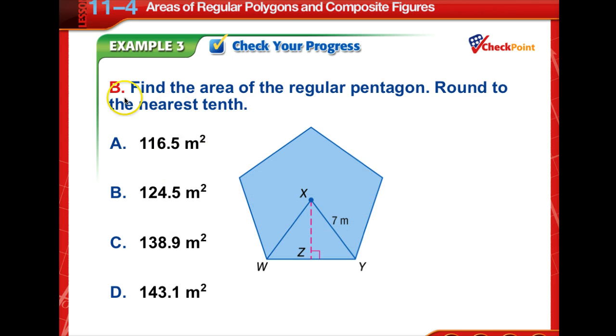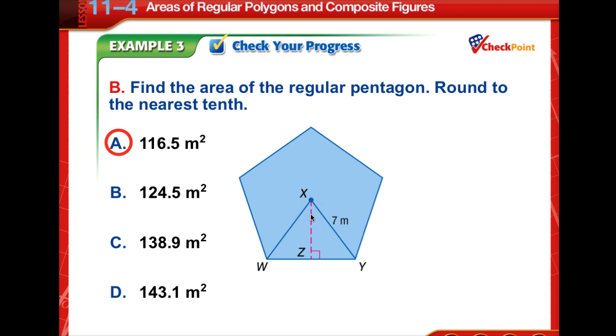Okay, let's try this one, finding the area of a pentagon. So pause the video, then come back and check your answer. First of all, I found the measure of the central angle, 360 divided by 5 is 72. This one's going to be divided in 2, so we've got a 36-degree angle here.